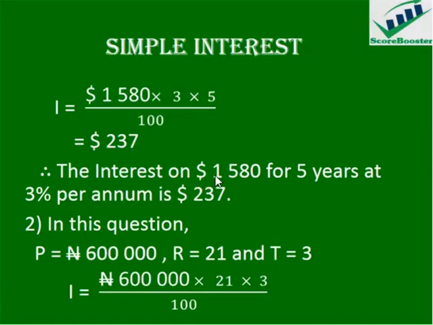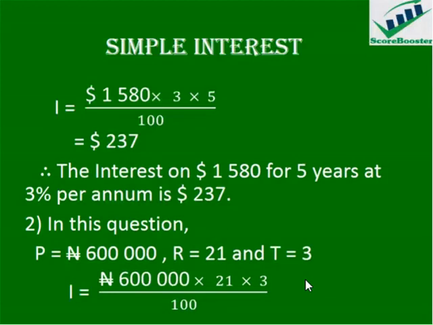So the interest on $1,580 for 5 years at 3% per annum is $237, and that solves the first question. Now we move to the second question. The second question says that a particular lady named Nkechi deposited 600,000 in a savings account at Springbank at an interest rate of 21% per annum for 3 years. So from that particular question, we have to find the interest paid on the money.